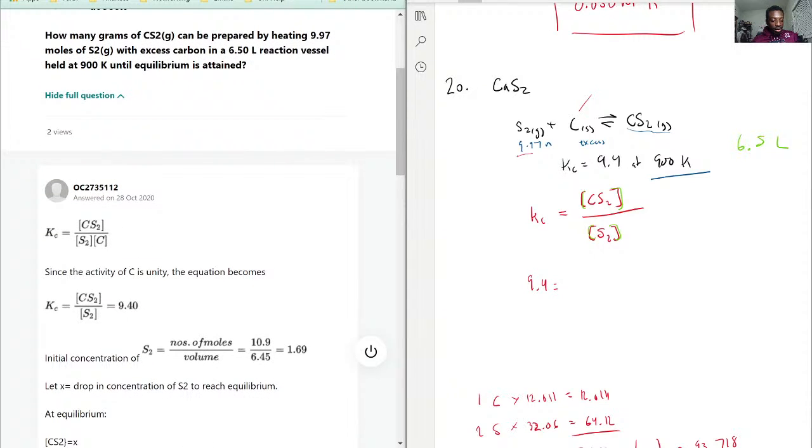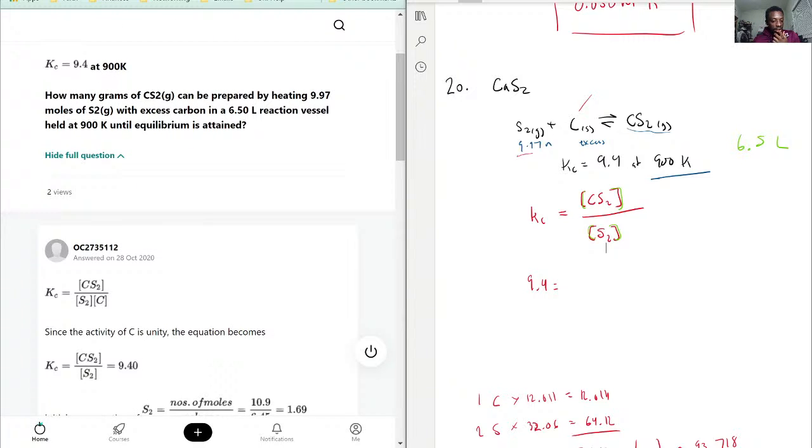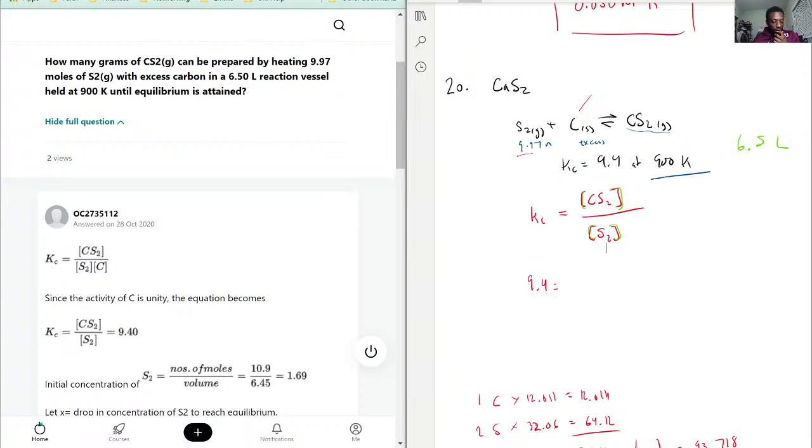How do they get the number of moles per volume? It's 9.97. Where did they get the 10.9 from?